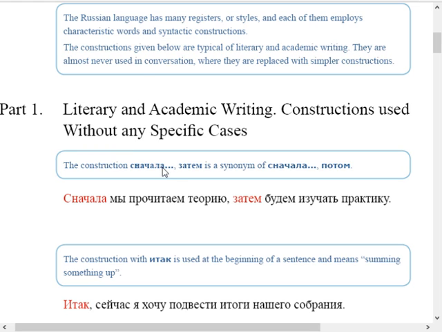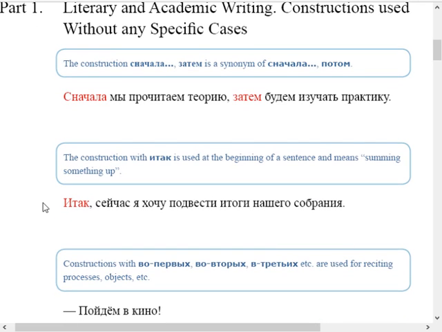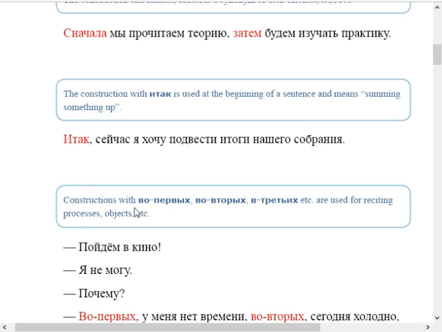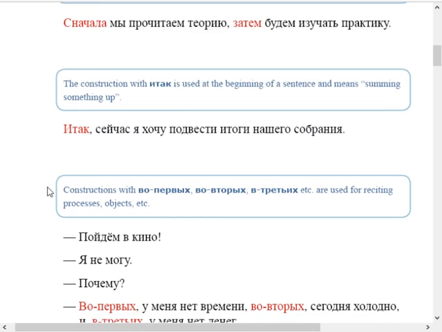So, yes, сначала, затем is a synonym for сначала потом. So basically, after that. At the beginning, something, and then after that, something else. The construction with итак is used at the beginning of a sentence and means summing something up. Yeah, you can say to sum up. And yeah, во первых, во вторых, в третьих. So first, second, third.